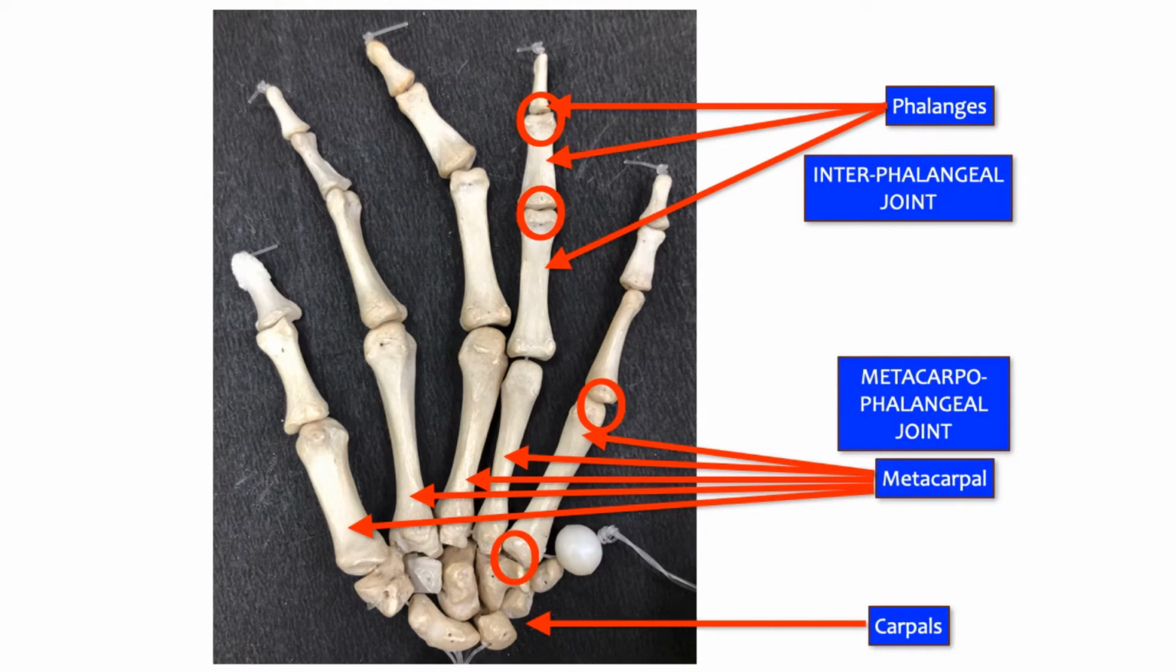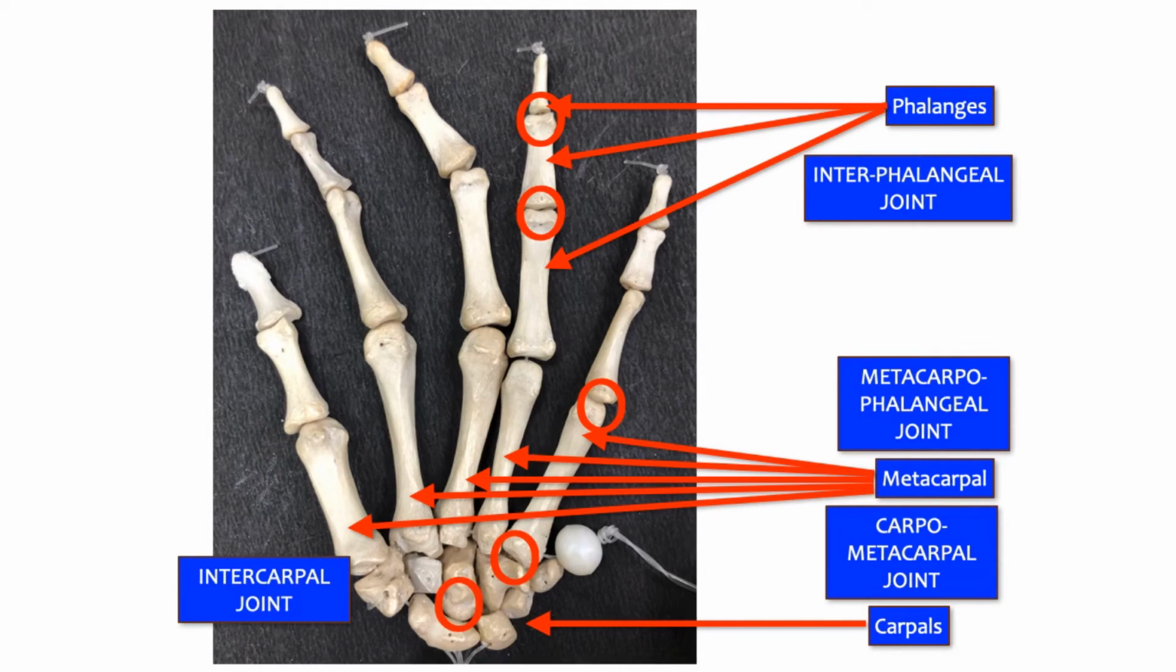Now, these are the carpals, and the joint present between the carpals and the base of the metacarpal is called the carpometacarpal joint. These are the joints present between the adjacent carpal bones and are called the intercarpal joints. So students, these were the joints present in the hand.